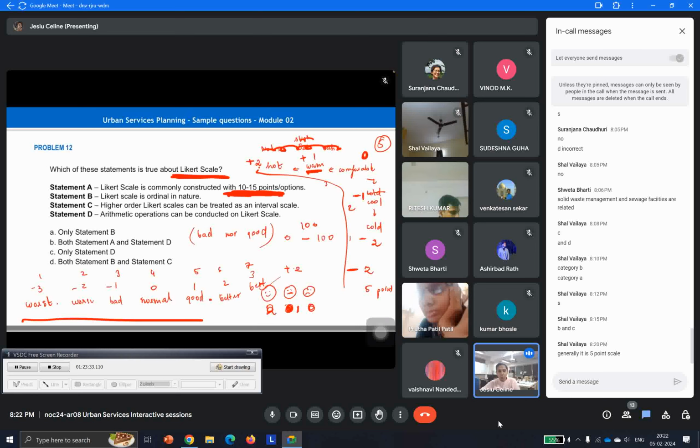Now statement B, Likert scale is ordinal in nature. What do you mean by ordinal? Okay, somebody says it's wrong, somebody says it's right. Very good. So, what do we mean by ordinal in nature?